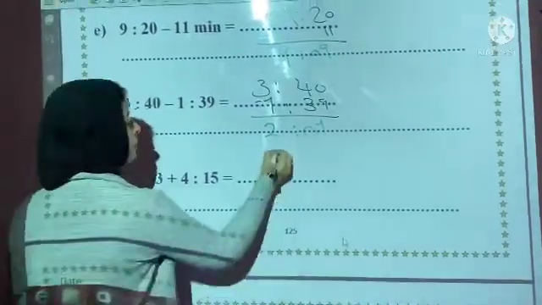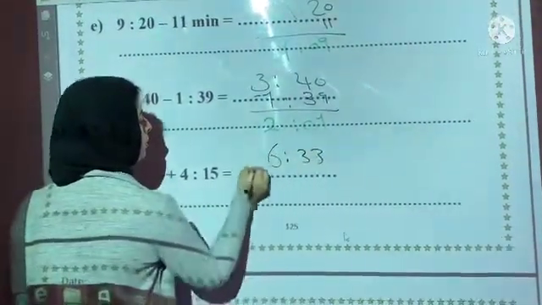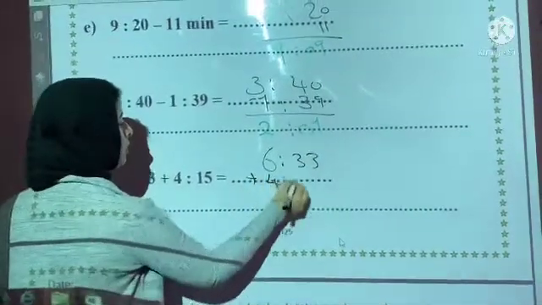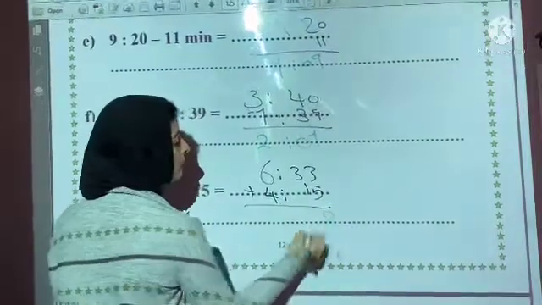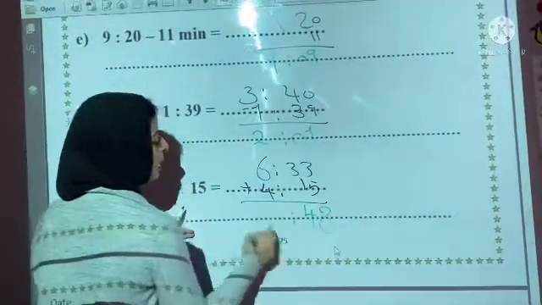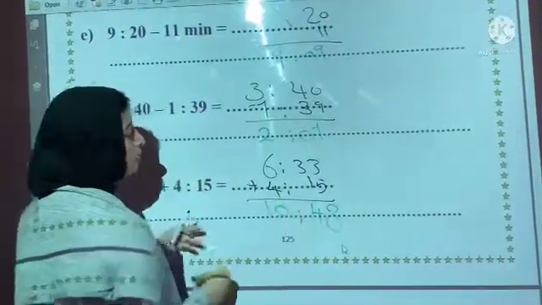Here I have 6 and 33 plus 4 and 15. Let's start with minutes. 3 plus 5 equals 8. 3 plus 1 equals 4. And 6 plus 4, it will be 10. It will be 10 and 48.